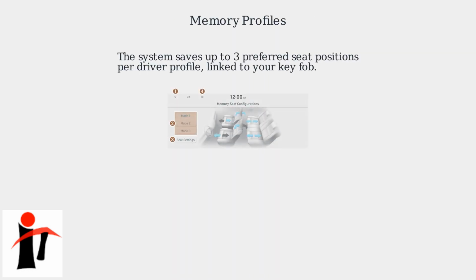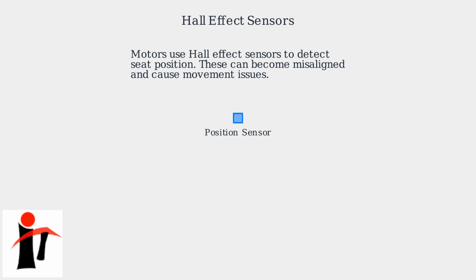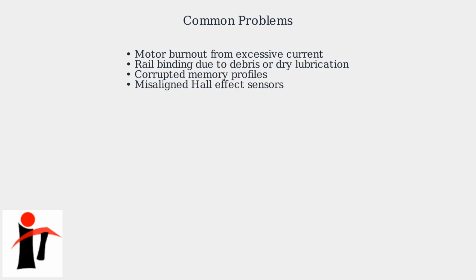The Model 3 seat system can save your preferred seating positions as memory profiles. Each driver profile can store up to 3 different seat positions, which are automatically recalled when you approach the vehicle with your key fob. The seat motors are equipped with Hall effect sensors that detect the current position of the seat. These sensors provide feedback to the vehicle's computer, ensuring precise movement. However, they can sometimes become misaligned, leading to erratic or stuck seat behavior. Understanding these components helps identify common problems.